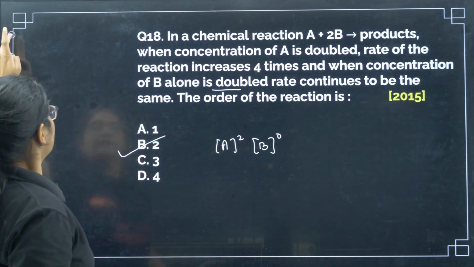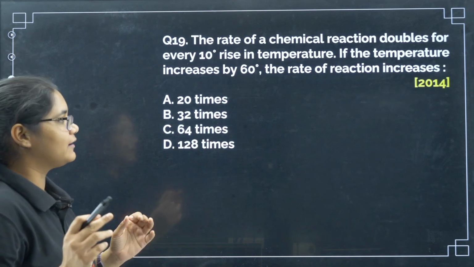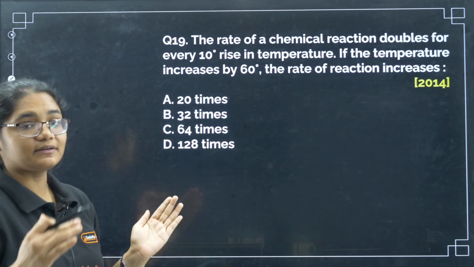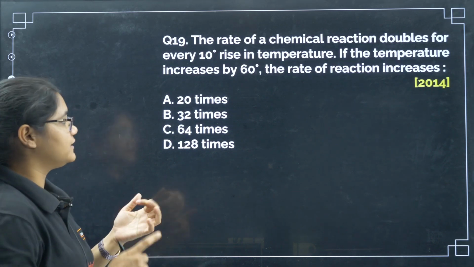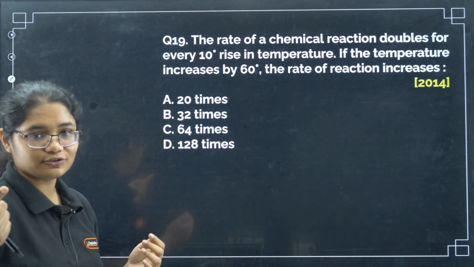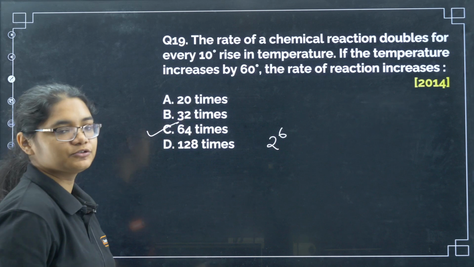Okay. Next, the rate of chemical reaction doubles for every 10-degree rise in temperature. If the temperature increases by 60 degrees, 0 to 60 degrees, right? 6 times you are increasing, so it is 2 to the power of 6, 64 times, option number C here.